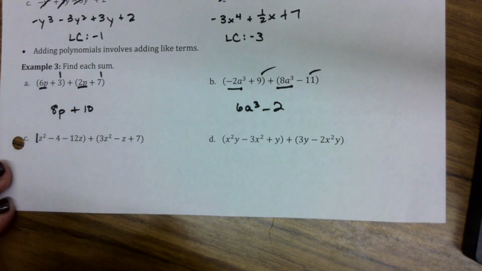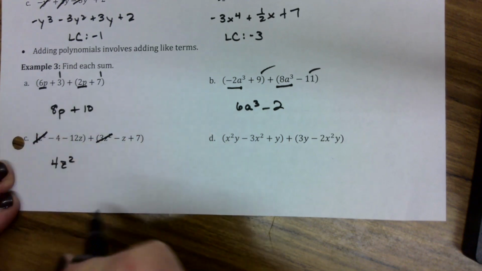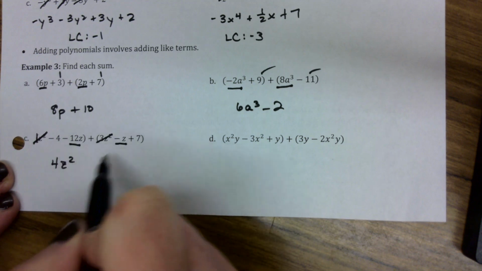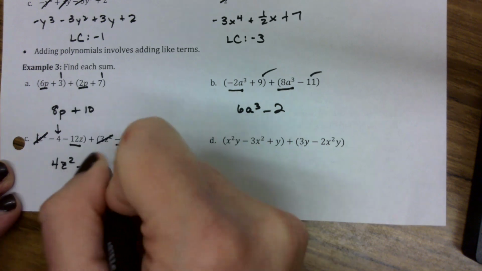We have a 1z squared and a 3z squared, which is a 4z squared. I have a -12z and a -1z, which is a -13z. And I have a 7 and I have a -4, which is a 3.